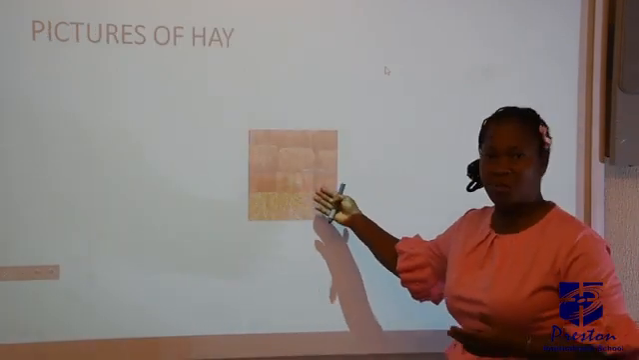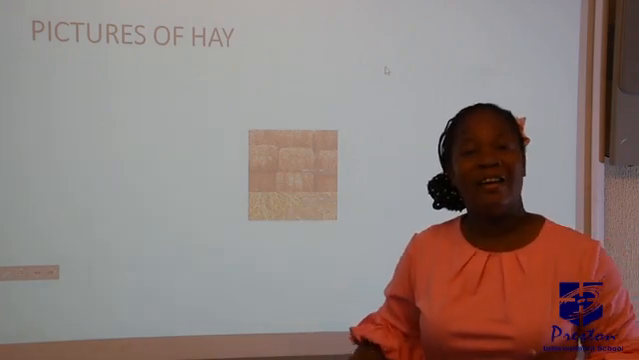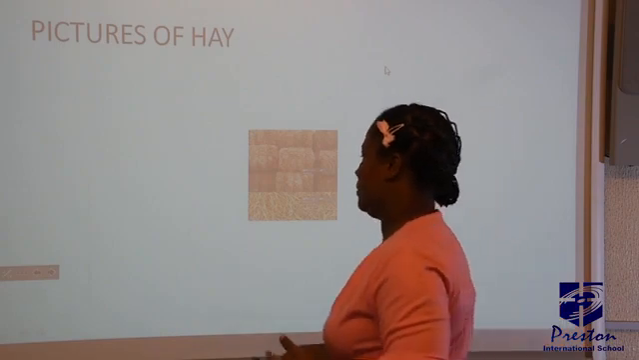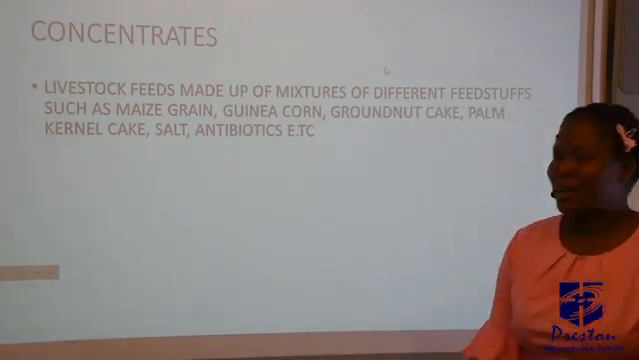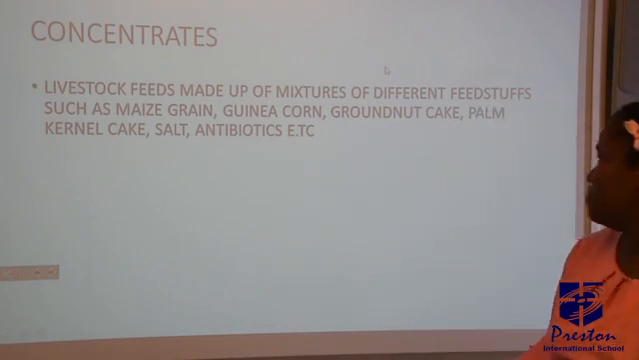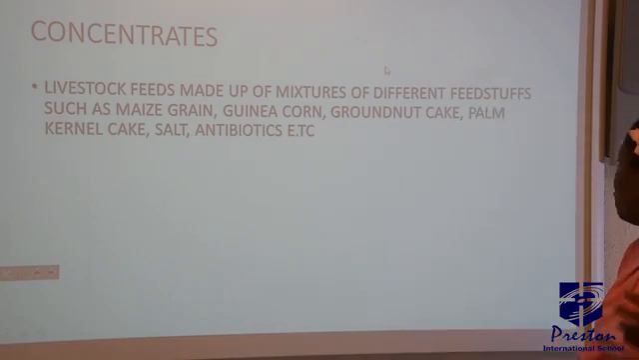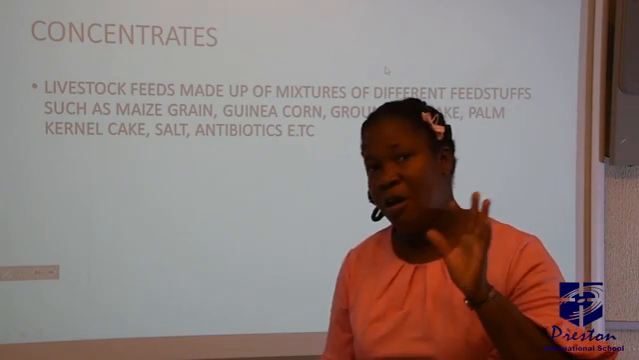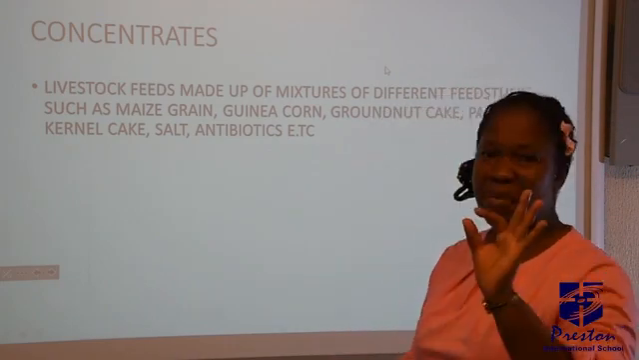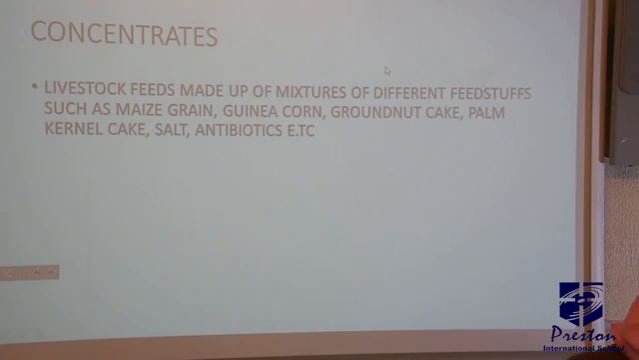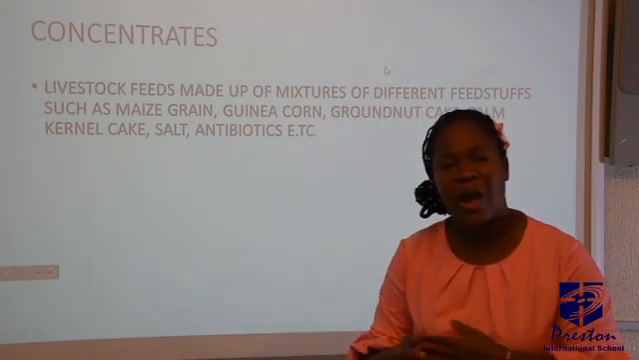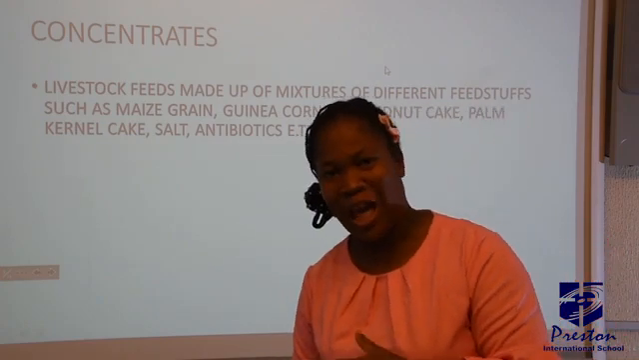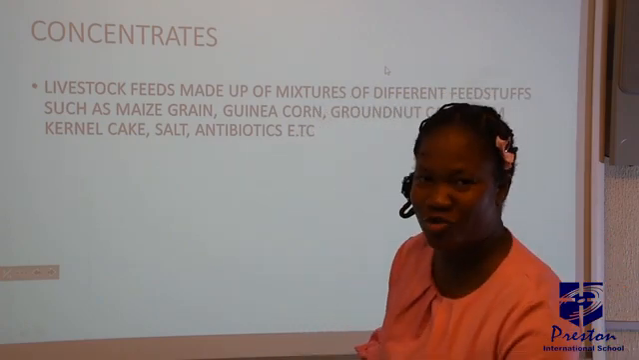Hay is the dry grasses that you feed your animals with. Now concentrates. Concentrates are livestock feeds made up of mixtures of different feed stuff. In last class we talked about feed stuff. For example, maize grain, guinea corn, groundnut cake, palm kernel, salt, and antibiotics. When you mix them together, you have concentrate.